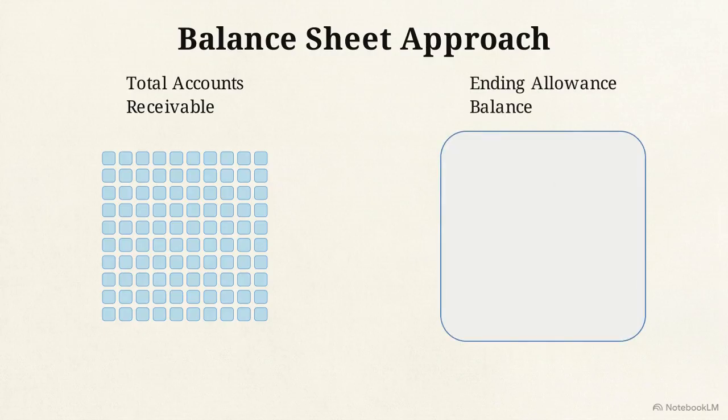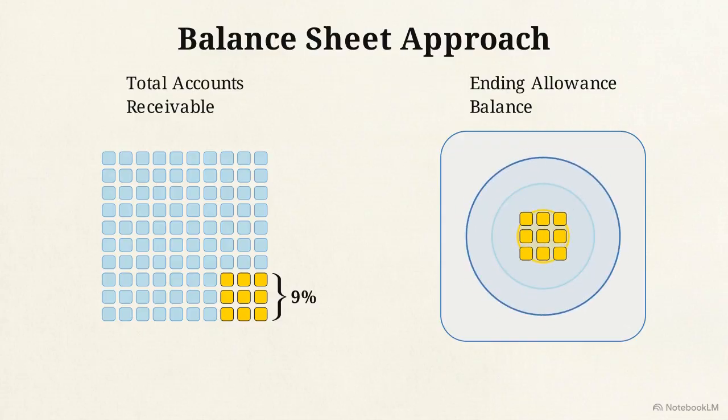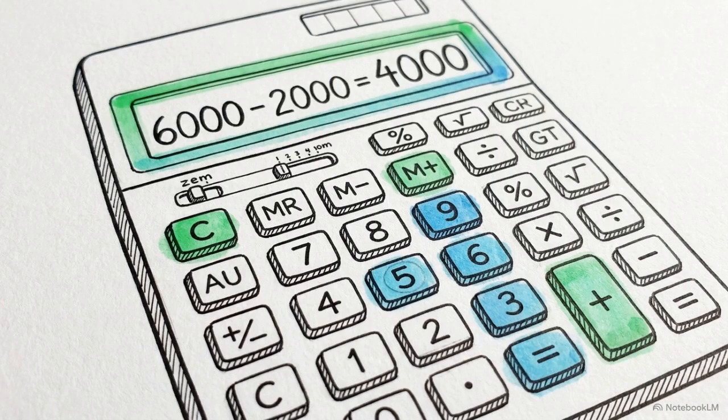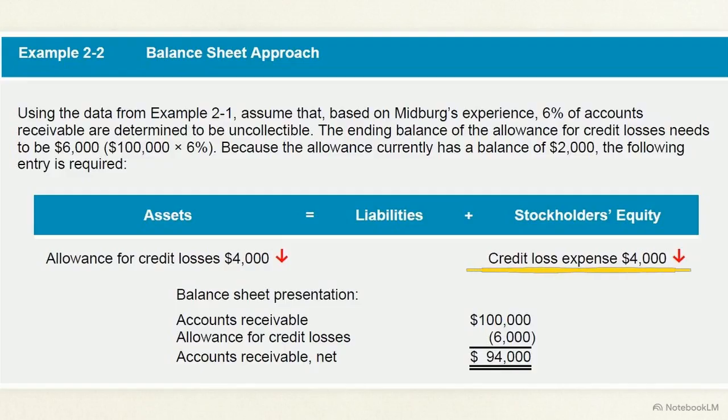It targets the ending allowance balance directly, calculating it as a percentage of the total outstanding accounts receivable. This calculation applies a 6% uncollectibility rate to a $100,000 accounts receivable balance. This mandates a $6,000 ending allowance. Because the allowance currently holds an unadjusted balance of $2,000, the credit loss expense must act as a plug figure. We force a $4,000 expense to adjust the account to its required $6,000 state.